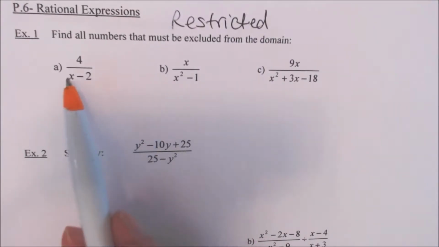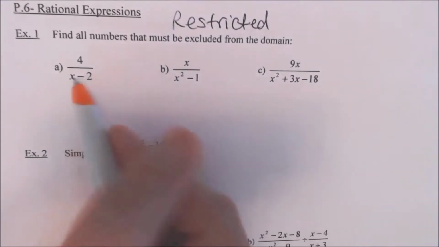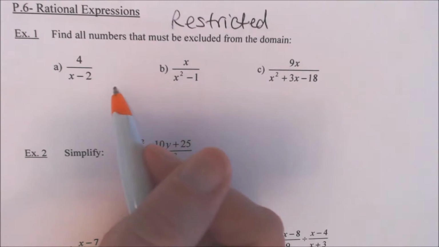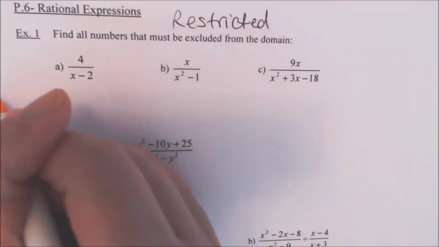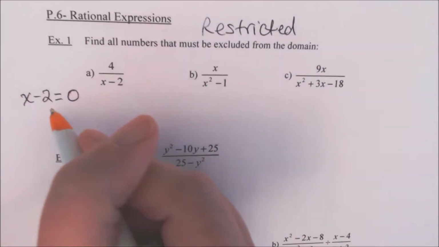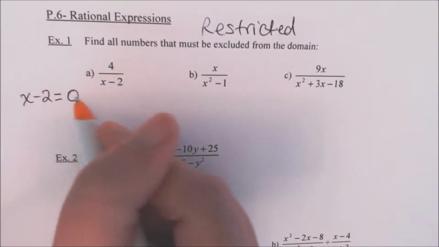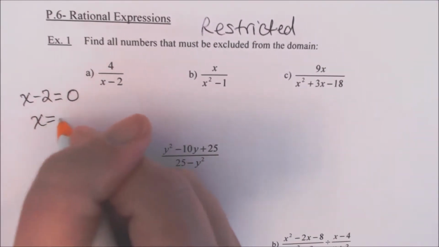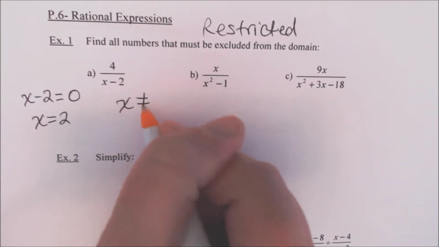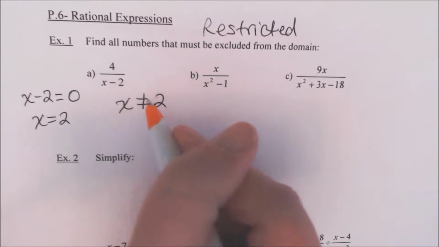So in this first example, we've got 4 divided by x minus 2. I want you to think about what number would make that denominator a 0. A quick way to do that is to set the denominator equal to 0 and try solving it. So x minus 2 equals 0, x would have to equal 2. So the number that's restricted from our domain is 2. So I'm going to say x cannot equal positive 2.